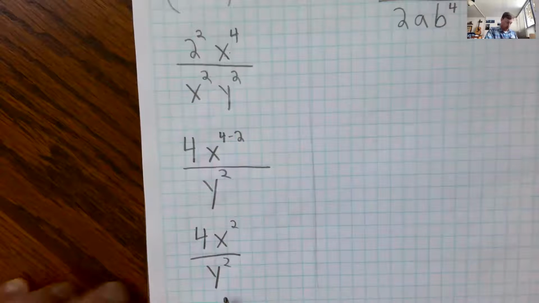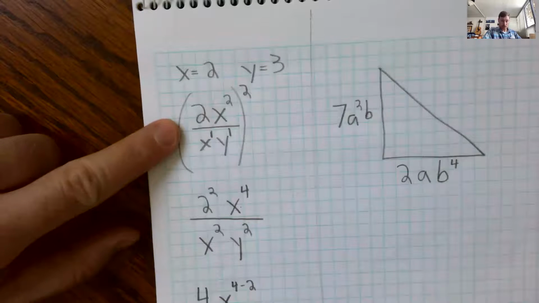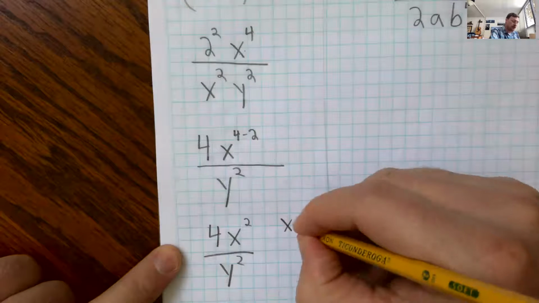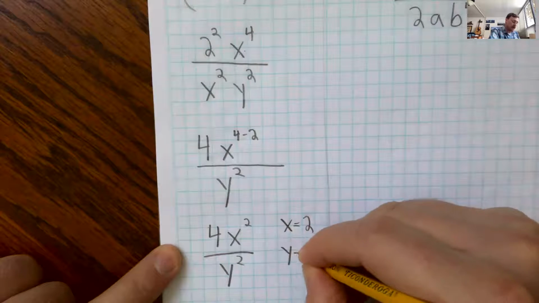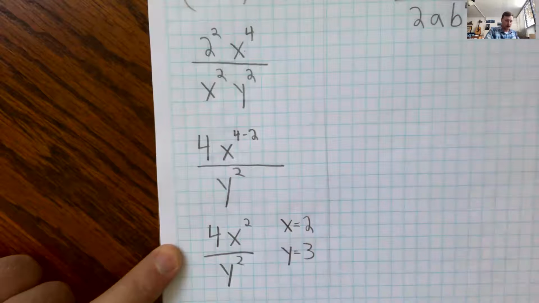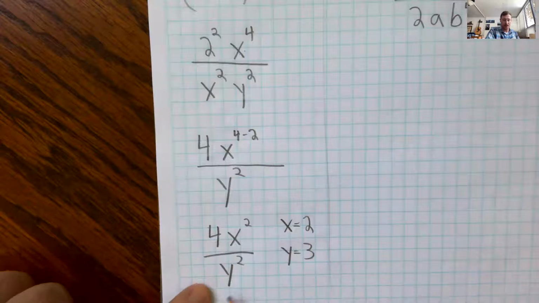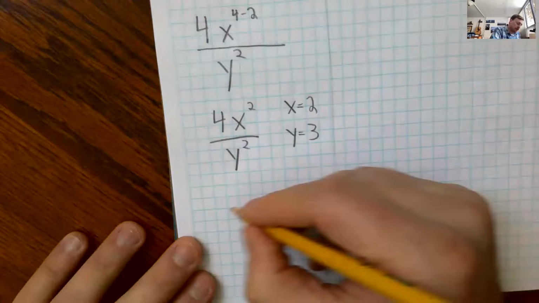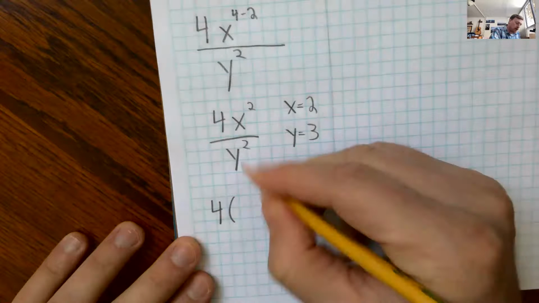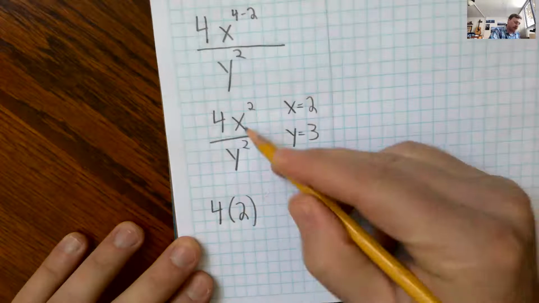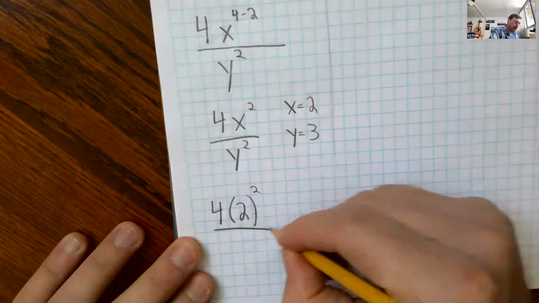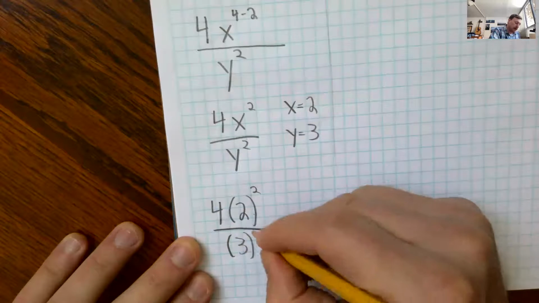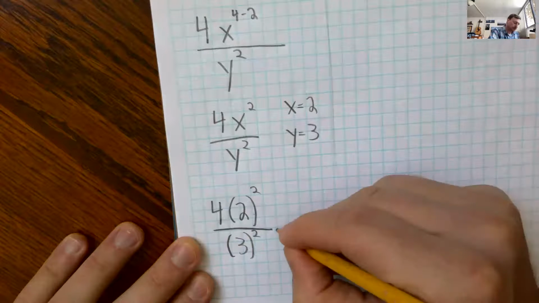So what we've done is simplify from this to this. That looks a lot nicer. And we also know that x equals 2 and y equals 3. So all I'm going to do is plug those values into my variables and evaluate. This is going to become 4. Instead of x, I'm putting 2, and that's going to be to the second power. And then instead of y, I'm plugging in 3, and that's also to the second power.